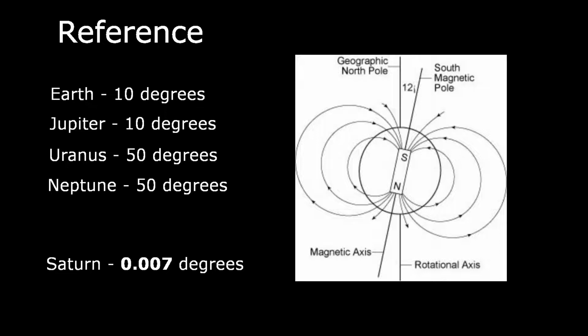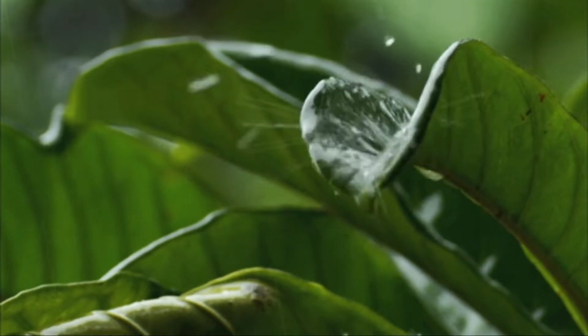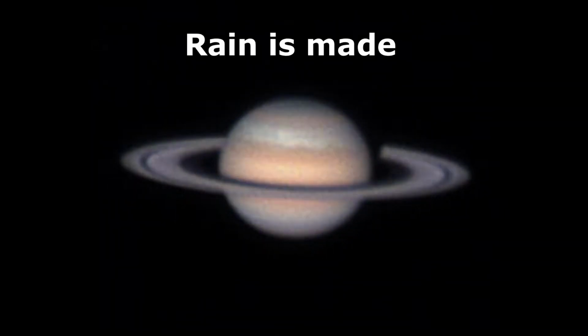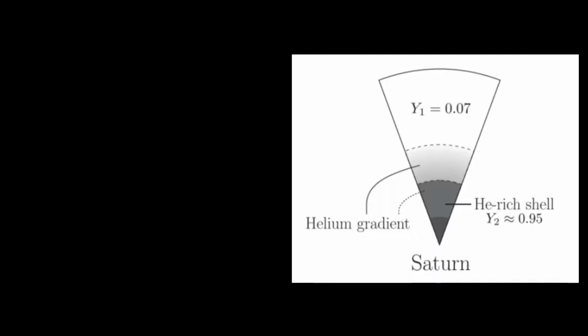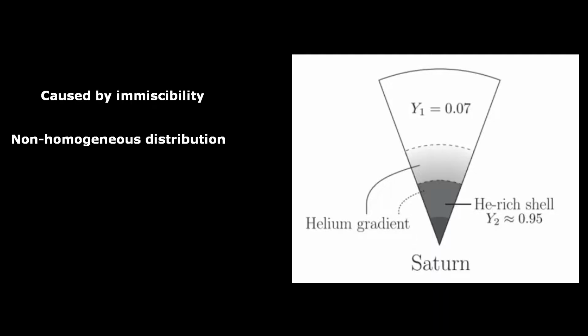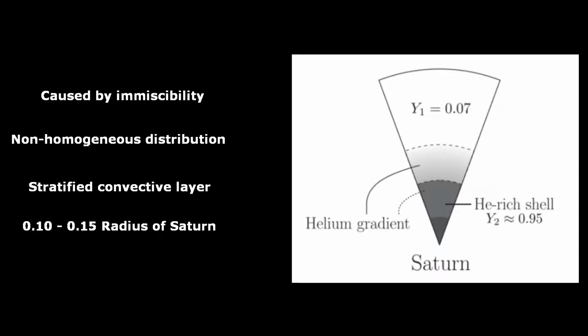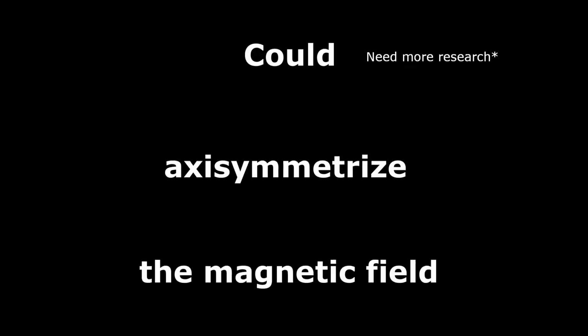This extremely axisymmetric dipole tilt is a result of other observable features and speculations of the interior structure of Saturn. Rain, a very important natural process of water recycling, breathes life into existence on Earth. On Saturn, rain is made out of helium. Although helium rain is rain only in name, it would be hard to imagine any sort of rain in a gas giant. Helium rain is a result of immiscibility, which creates a non-homogeneous distribution where most of the helium is located deeper into the planet. This creates a stratified convective layer atop the planet's core, and a helium layer of 0.1 to 0.15 of the radius could axisymmetrize the magnetic field.